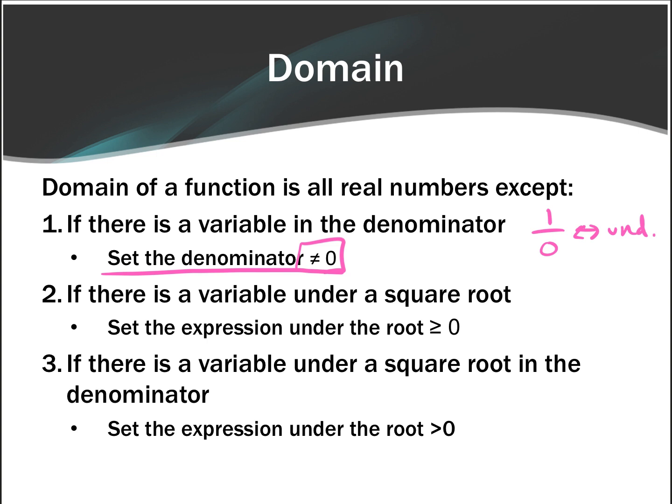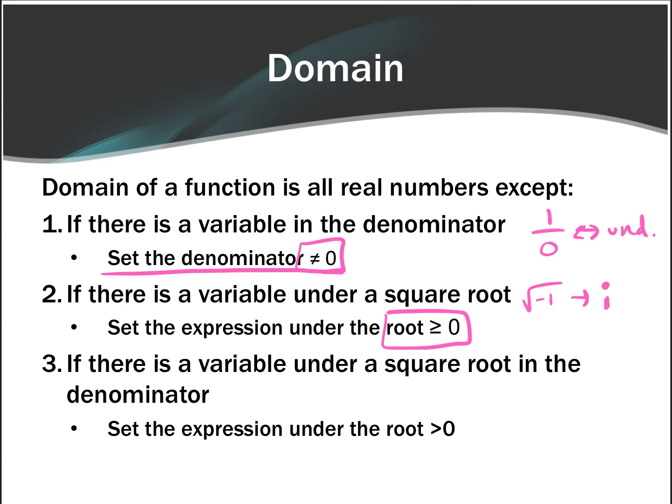If there's a variable under a square root, we set the expression under the root greater than or equal to 0. Again, because we can't take the square root of a negative number, so it has to be greater than or equal to 0. If we had the square root of -1, what is that? What's the square root of -1? Imaginary, i. It would be i. So it would be not a real number. So that's why we have to set whatever is under the square root greater than or equal to 0.